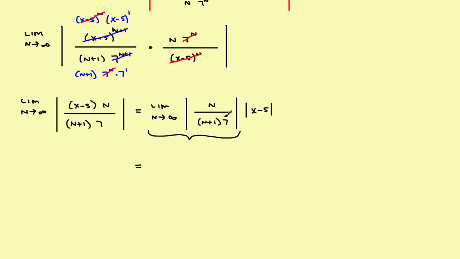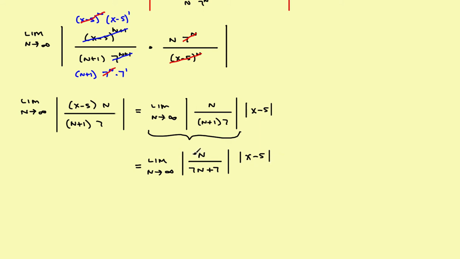Now the next thing I'm going to do is distribute this 7. So that's going to become the limit as n approaches infinity of the absolute value. This again will be n divided by, this now becomes 7n plus 7. And then I've still got the absolute value of x minus 5 on the outside.